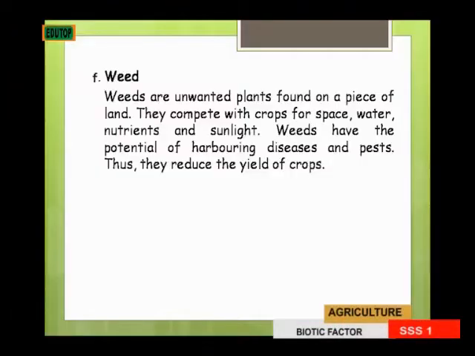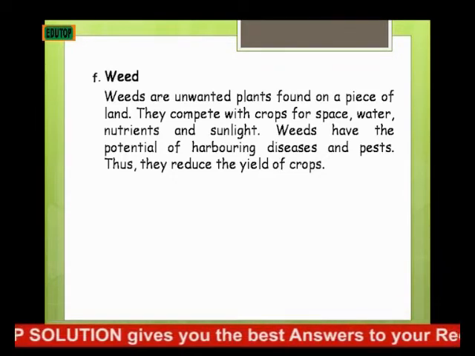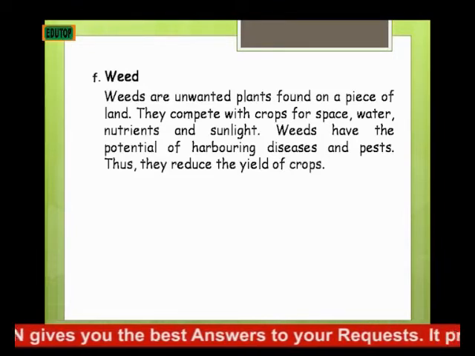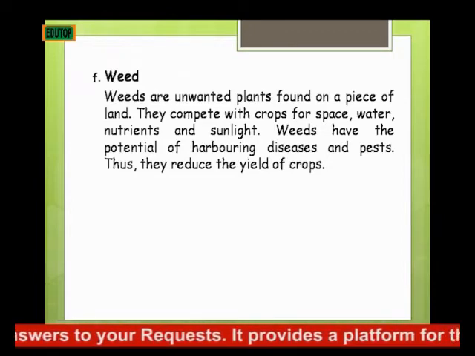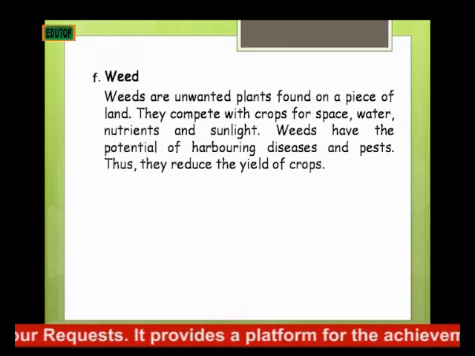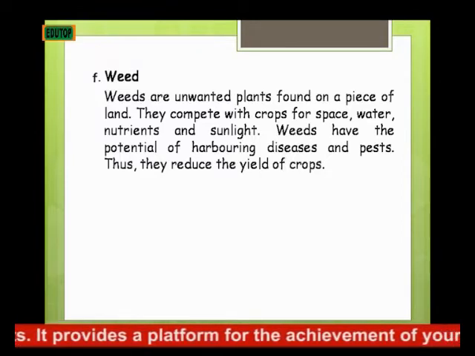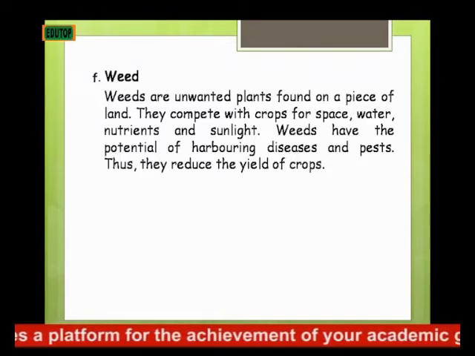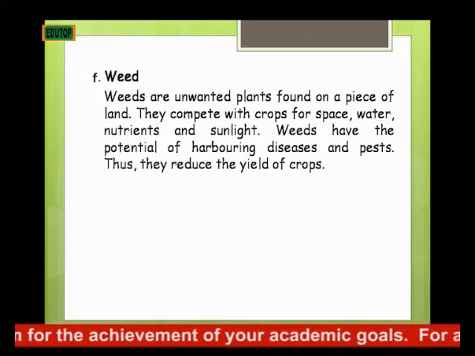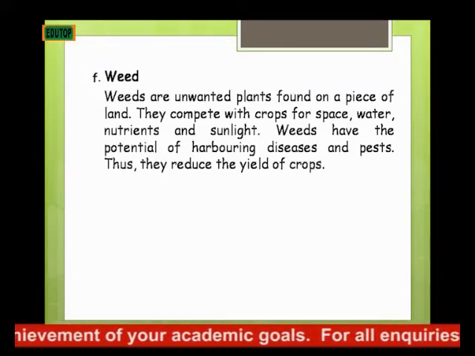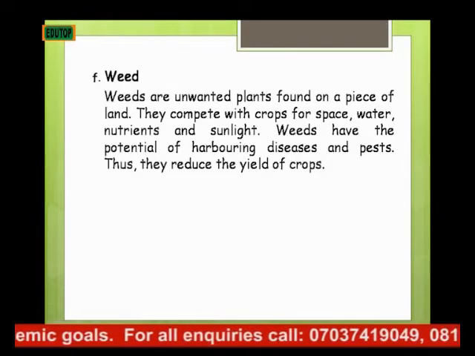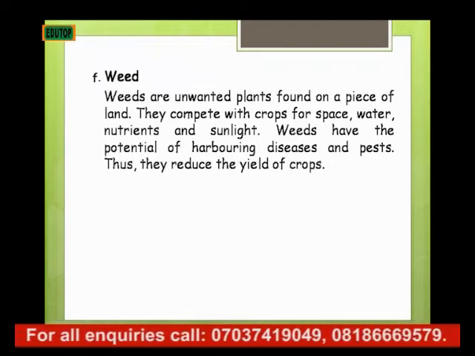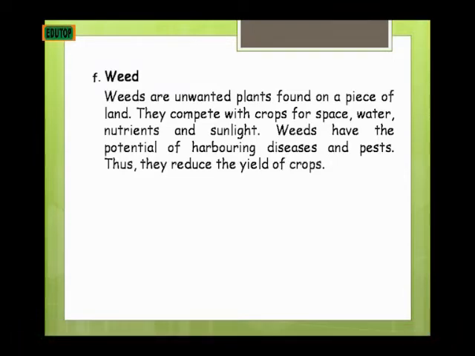Now we're looking at weed. Weeds are unwanted plants found on a piece of land. That is, plants that you find alongside the plants which you planted. The plants that you didn't plant on the field are found on a portion of land. They compete with crops for space, water, nutrients, and sunlight, thereby reducing the space, water, nutrients, and sunlight that are available for the crops being planted. Weeds have the potential of harboring disease and pests, thus they reduce the yield of crops.